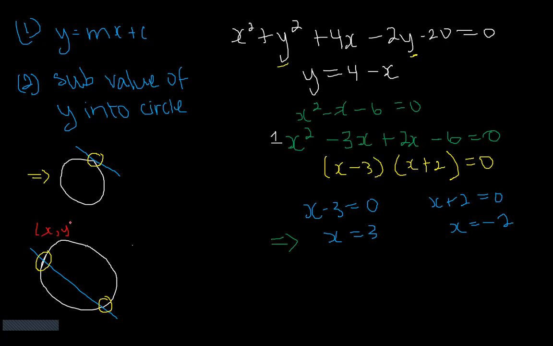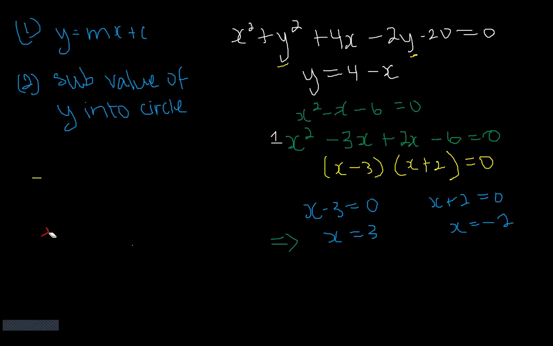Recall coordinates in the form x, y. We have two values of x. x is equal to 3, and x is equal to minus 2. So that means we would have two different coordinates. Just to make that clear. So now that we know x is equal to 3 and x is equal to minus 2, we need to use these values to find out what y is.